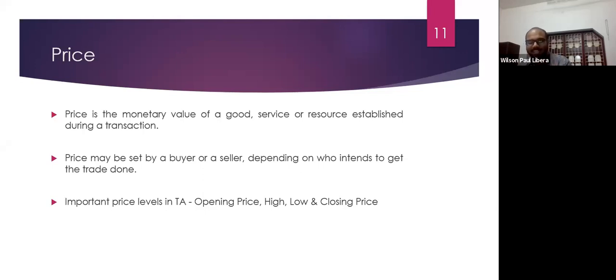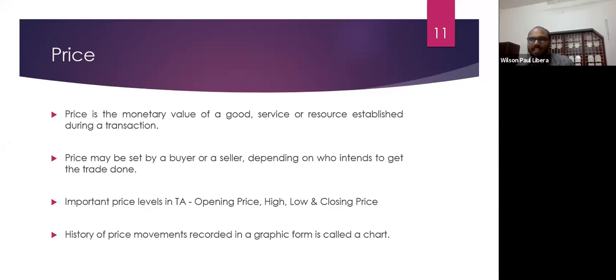Opening price is the price with which the session of trading opens, and closing price likewise is the last traded price of the session. High price will be the highest price achieved by the security during a trading session, and the low price will be the lowest price of that security achieved during the trading session. That's it. Simple.